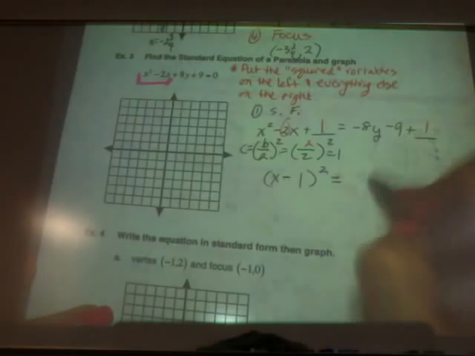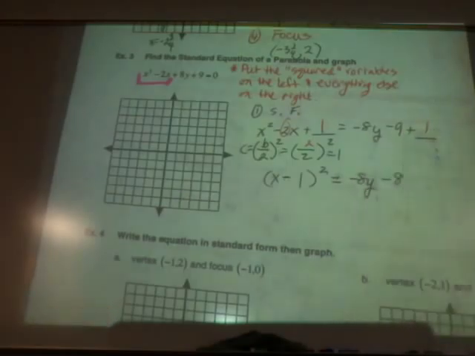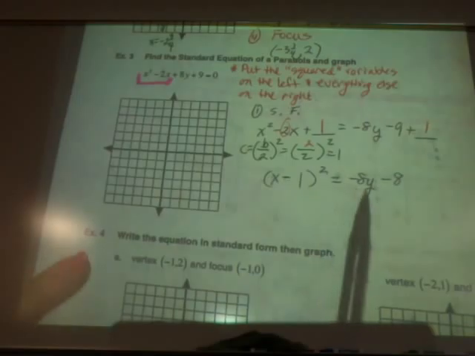Then we have over here negative 8y, a negative 9, and a positive 1 is a negative 8. We don't have parentheses on the right side. This does not look right. You've got to factor whatever is in front of the y out, because there shouldn't be a coefficient in front of the y.